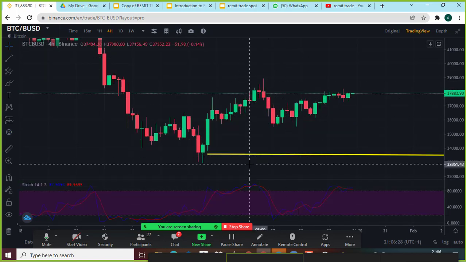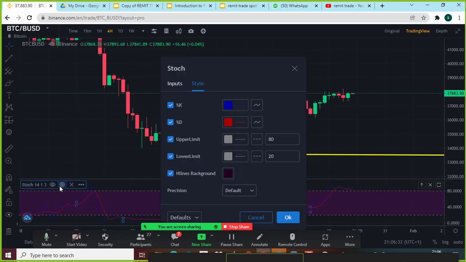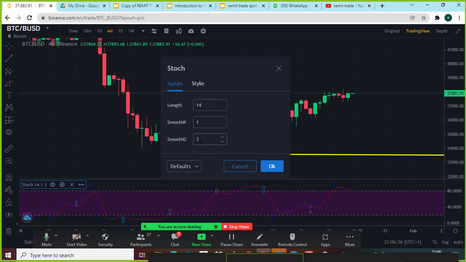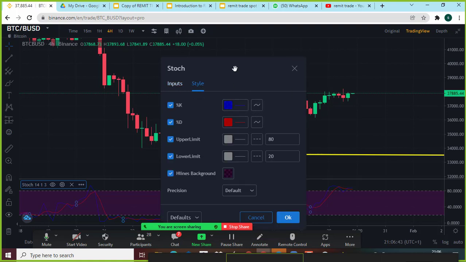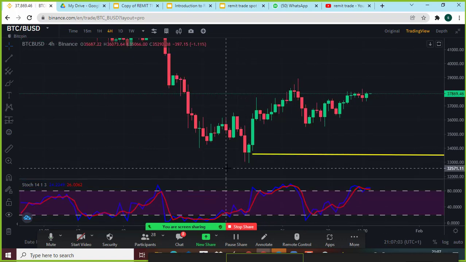Now, for now, don't change any parameter. If you go here to settings, you see input, don't change any parameter until you are good, until you can change parameters to suit what you want. So you go to style, and then for visibility, I will increase all this. Now I think it's very visible.